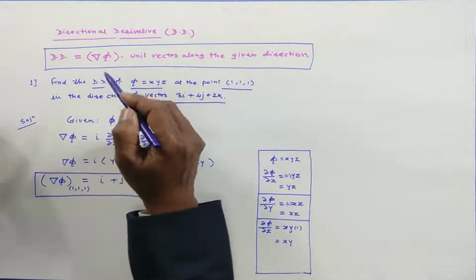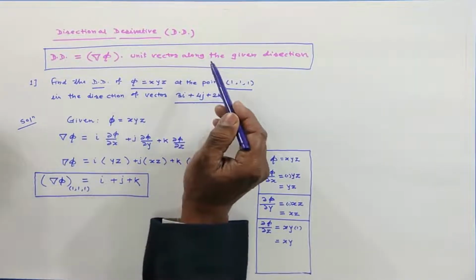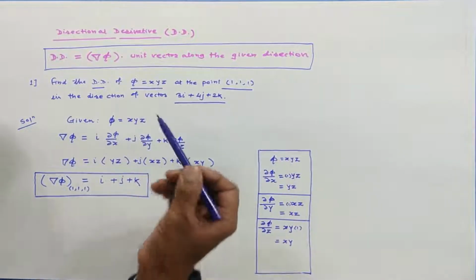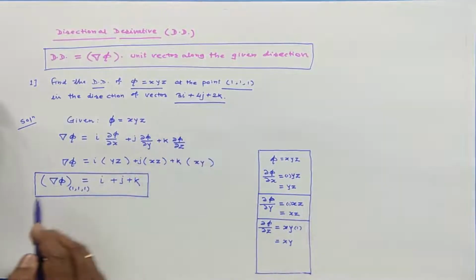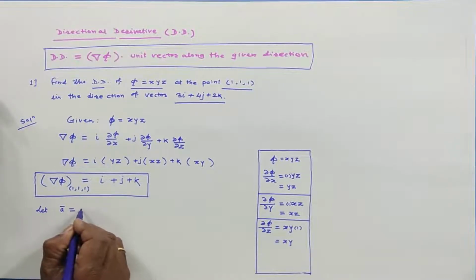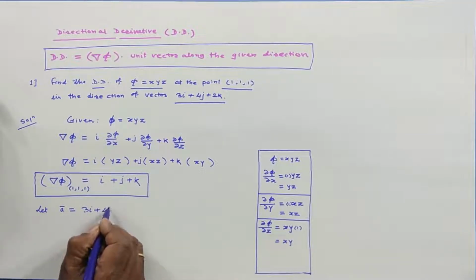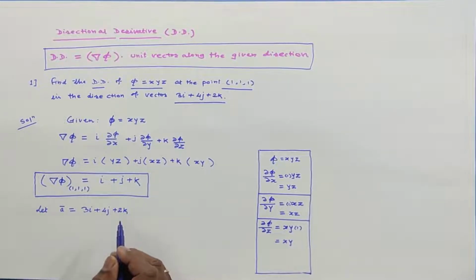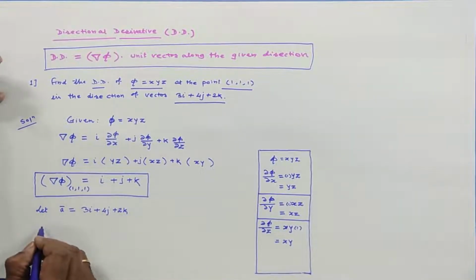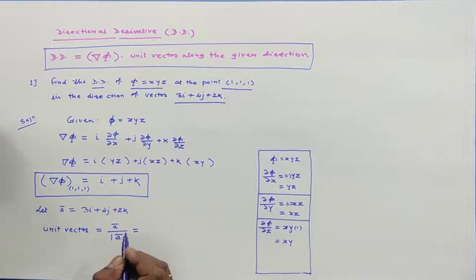The directional derivative requires the gradient of phi, which we have done, and the unit vector along the given direction. Unit vector along which direction? Along this direction. So let us denote this vector by a bar, since it is a vector: 3i plus 4j plus 2k. i, j, k are unit vectors along the x-axis, y-axis and z-axis. Don't forget it. Now, I am going to find the unit vector, that is, a bar by mod of a bar, a bar by magnitude of a bar.